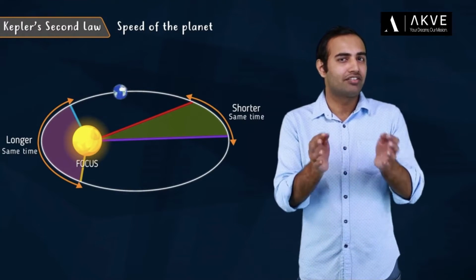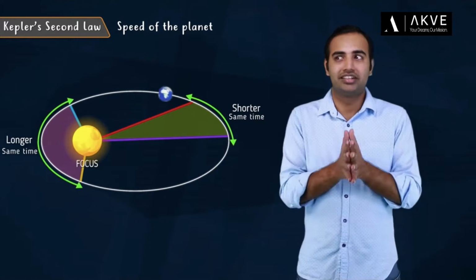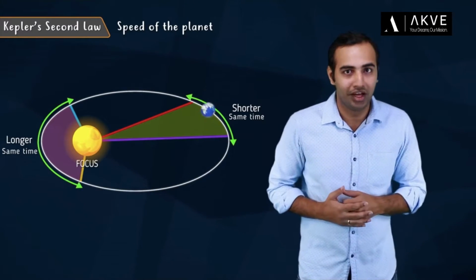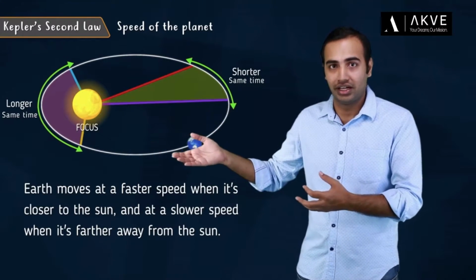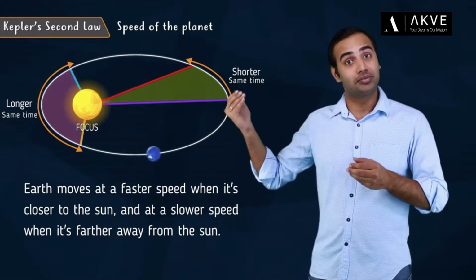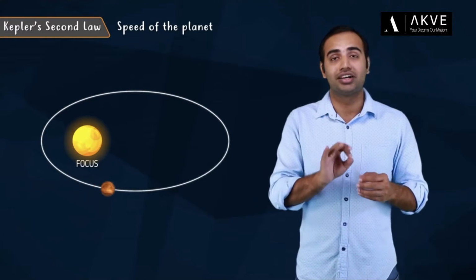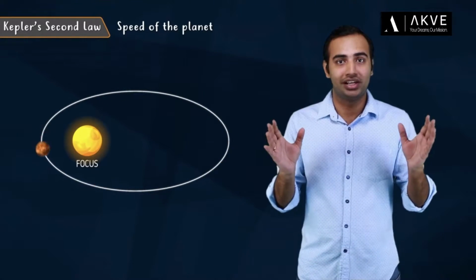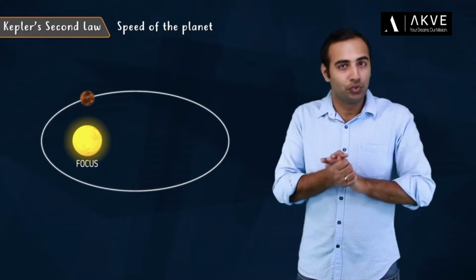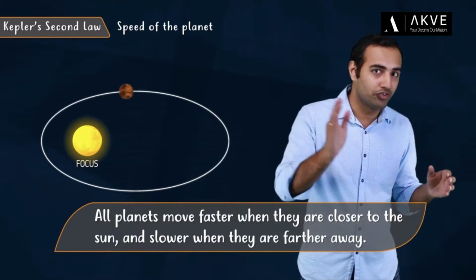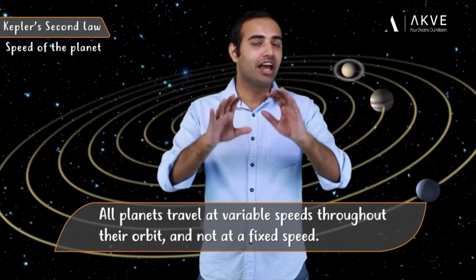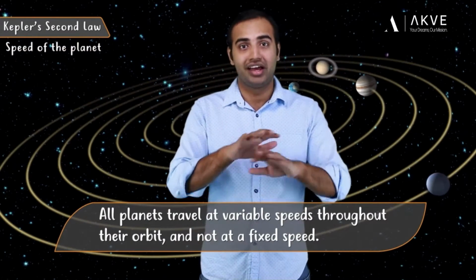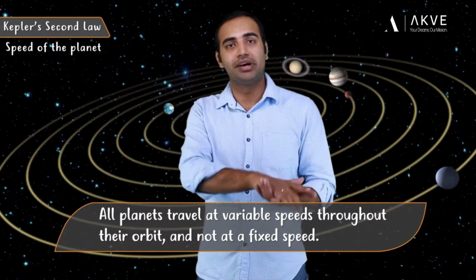So if an object travels more distance in the same time, then it's basically moving at a faster speed, right? So we can say that Earth moves at a faster speed when it's closer to the sun and at a slower speed when it's farther away from the sun. Now, if you notice the trajectories of other planets as well, the same is true for them. So this tells us that all planets move faster when they are closer to the sun and slower when they are farther away. This also means that all planets travel at variable speeds throughout their orbit and not at a fixed speed. Keep that in mind.